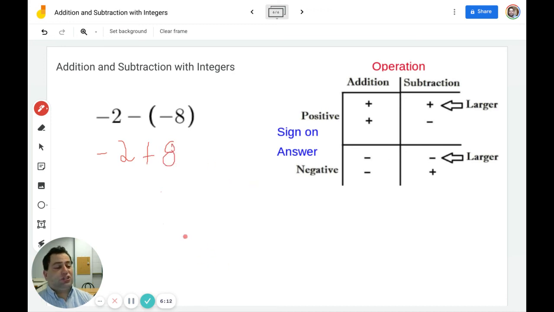Now the example is just like what we've been doing. I have a negative and a positive. When I have a negative and a positive, I subtract. And I look back to see what the larger number is. The larger number is 8, which makes it positive. 8 minus 2 is 6. And the positive comes down.